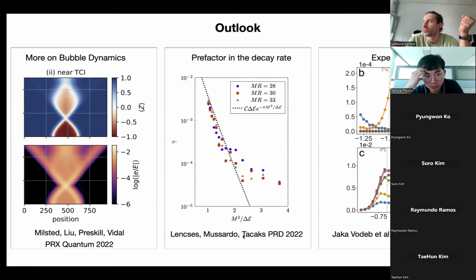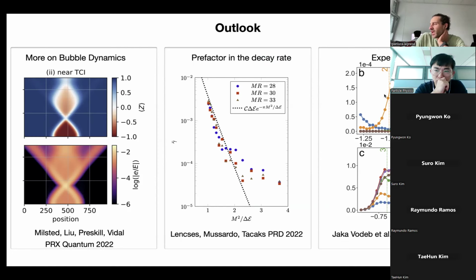Basically, they were able to test the dependence in the exponential, and they managed to get a nice result with the factor in the exponential, but they could not match the prefactor. So one thing to say is that this prefactor is probably not completely understood so far.